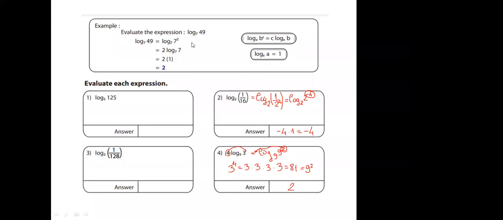So this is how you solve the logarithms when you don't have a, b, c, when you don't have letters. This is how it works. Okay.